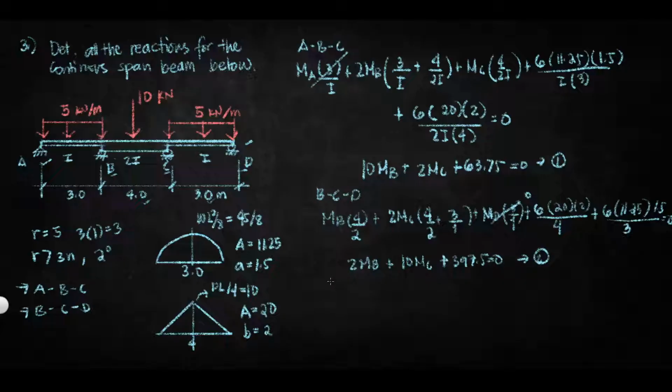So solving. Okay. Equation 1 and 2. We have mod 5, 1. So we have 10, 2, and negative 63 equals 75. And for the next is 2, 10, we have negative 397.2.